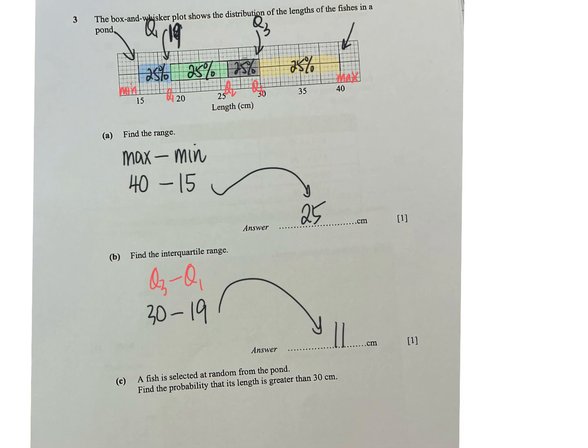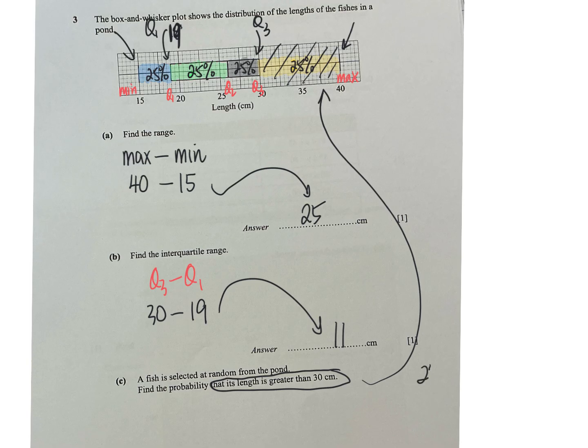They ask you, what is the probability of the people that have length greater than 30 cm? So it's this section here. This section here means there's 25% of them. 25% is 25 out of 100. So it's 1/4 of them. You just have to tell me this.